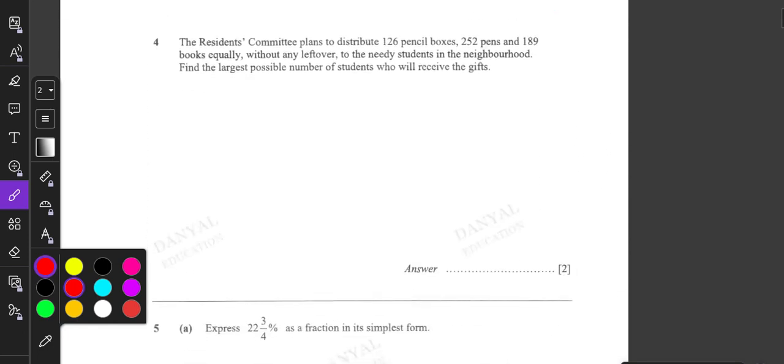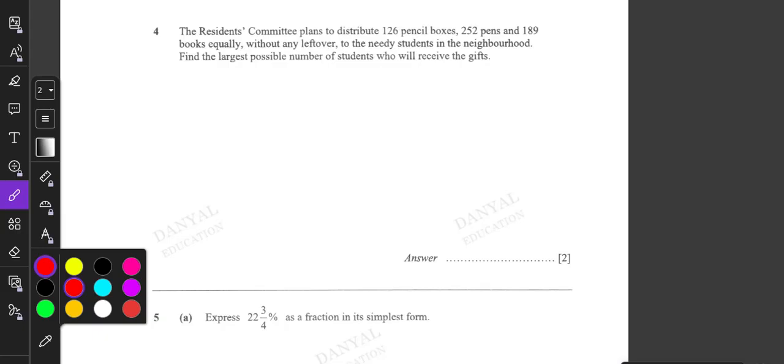Okay, next question. If you need to pause the video, please pause the video, because as I said in all the other videos, I'll be going pretty fast. Alright, question number 4. The residence committee plans to distribute 126 pencil boxes, 252 pens, 189 books equally without any leftover to the needy students in the neighborhood. Find the largest possible number of students who will receive the gifts.